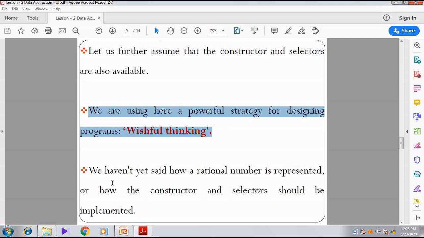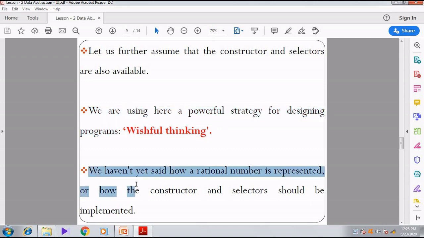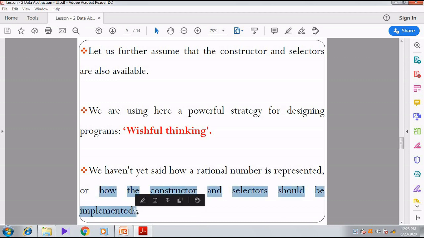Another thing you should understand is that we have not yet said how a rational number is represented. We are not discussing how the rational number is represented or how the constructor and selector should be implemented. We are not giving any step-by-step procedure, or explaining the constructor and the selector. Like that we are not discussing, right?